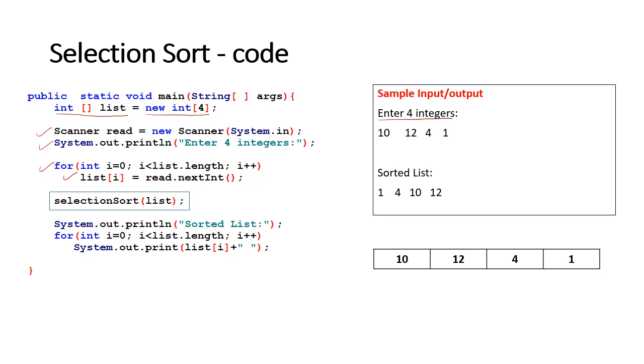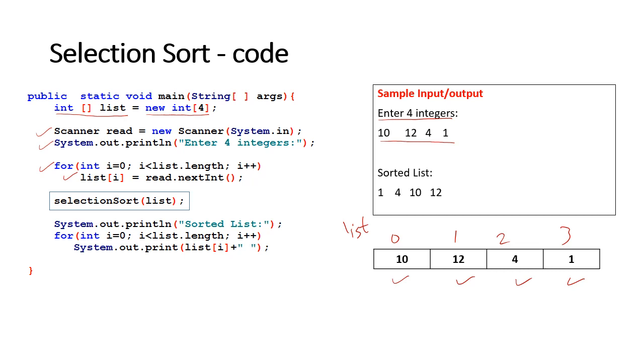If the user says the numbers are 10, 12, 4, and 1, it means in our array, my elements will be 10, 12, 4, and 1. So this is my array, which we are calling list, and the numbers will be saved according to their input in location 0, 1 up to the end of the array.